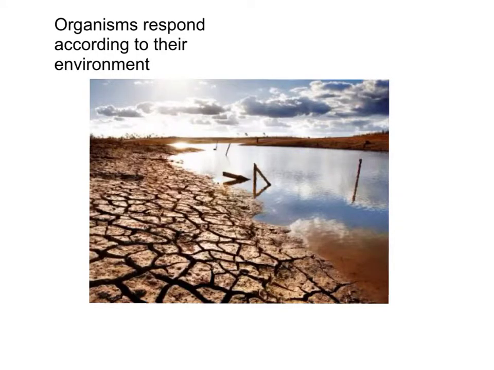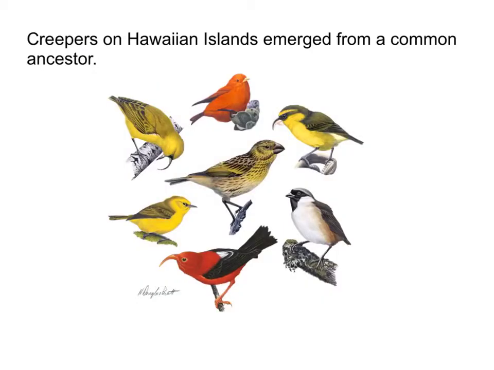Basically, it's like looking at natural selection in the long term, which makes sense due to the fact that organisms are changing and responding according to their environment and their surroundings. It is a relatively fast evolution of many species from a common ancestor.